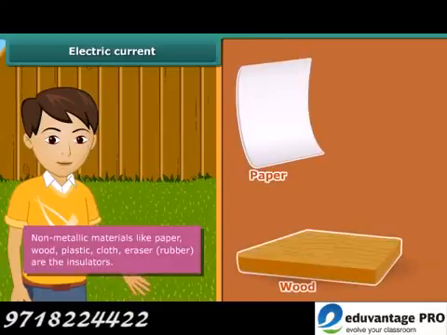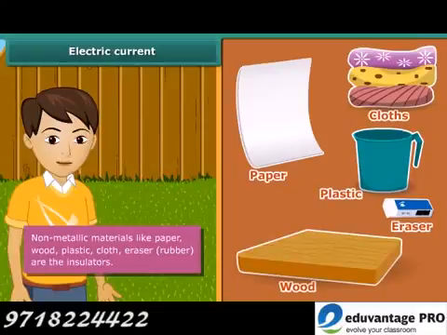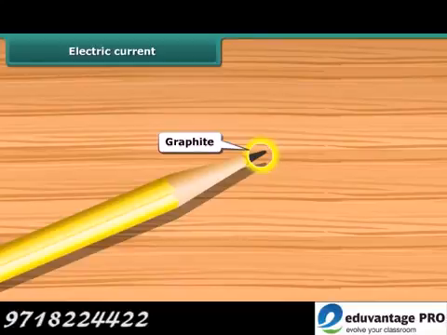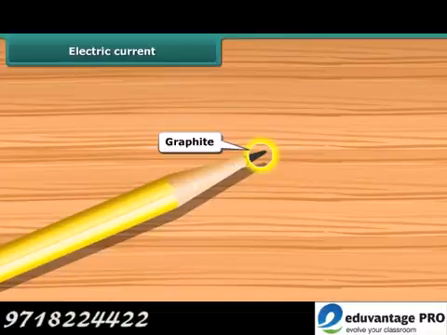Paper, wood, plastic, cloth, eraser, rubber are the insulators. Pencil lead is made of graphite. It is a form of carbon. It is a non-metal, but it is a conductor of electricity.